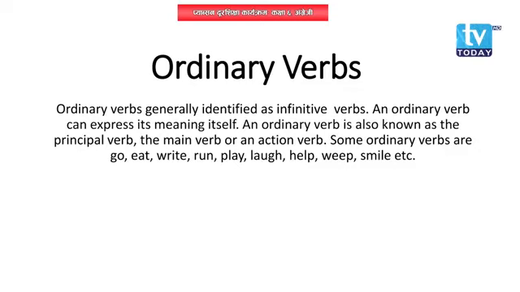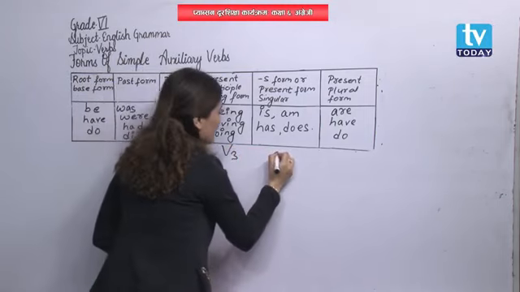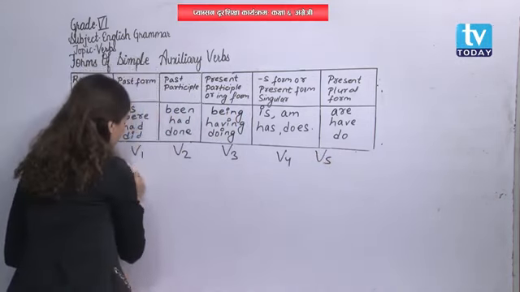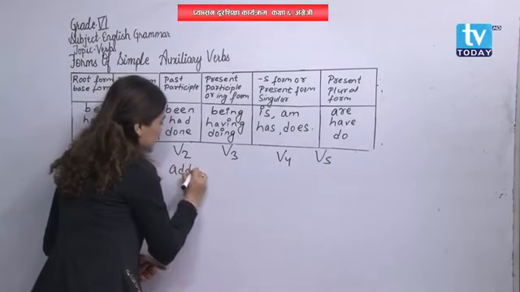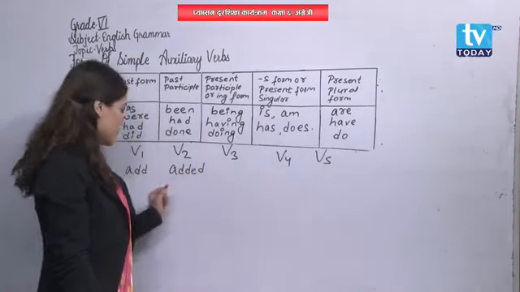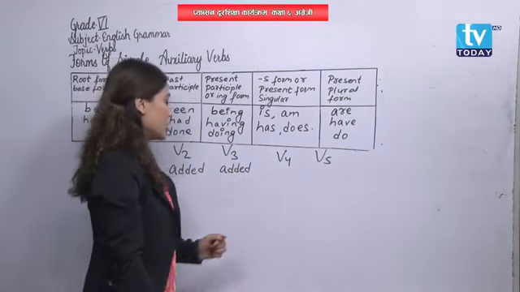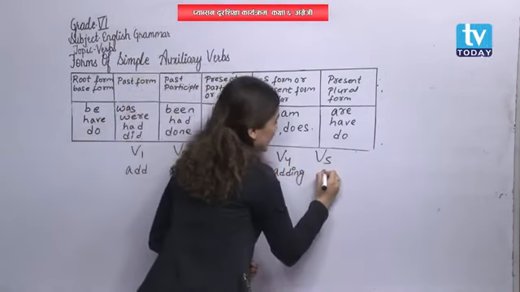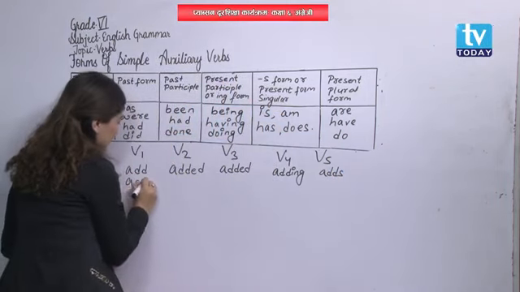And you can see here a few examples of ordinary verbs. V1, V2, V3, V4, V5. This is an ordinary verb: V1, add. What will be the V2 of add? Added. V3 also added. V4, adding. V5, adds.